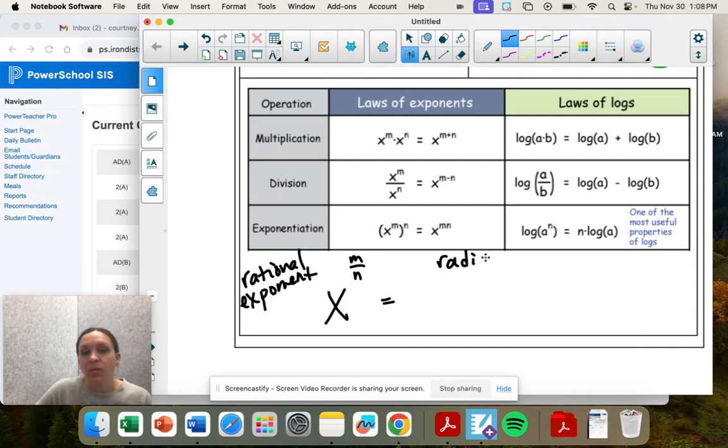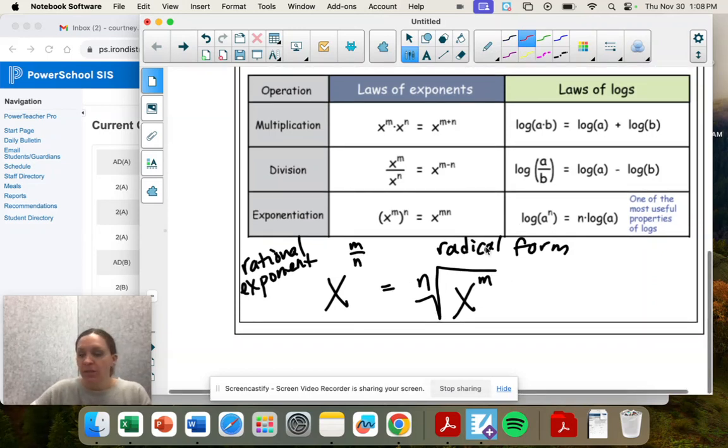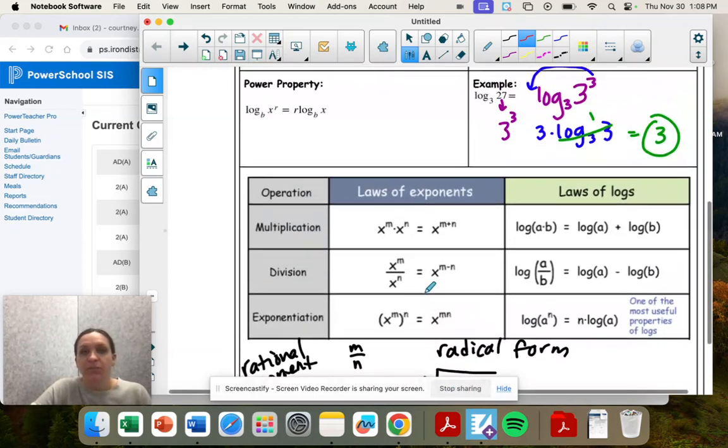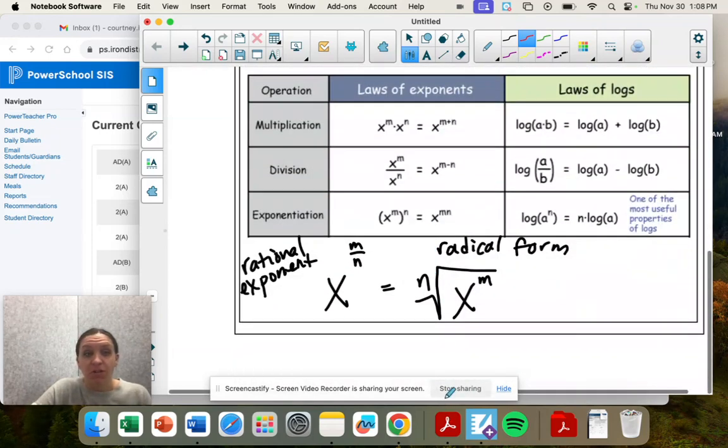And in, I think, one of your questions, you're going to have to know how to convert to radical form. So you take the denominator of the fraction, which becomes what we call the index of the radical. The base stays the same. And then m is a power on the numerator. So that's going to come up in a later question. I go over it in that question as well. But just remember to be familiar with that. Those are our log properties.